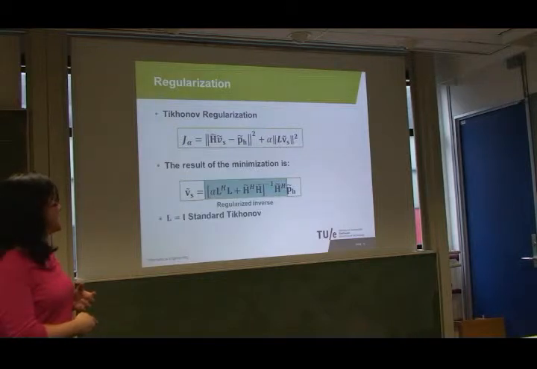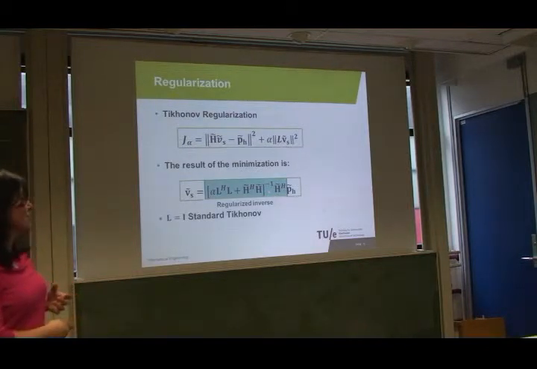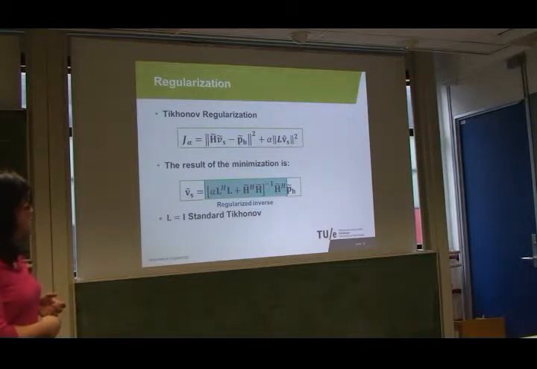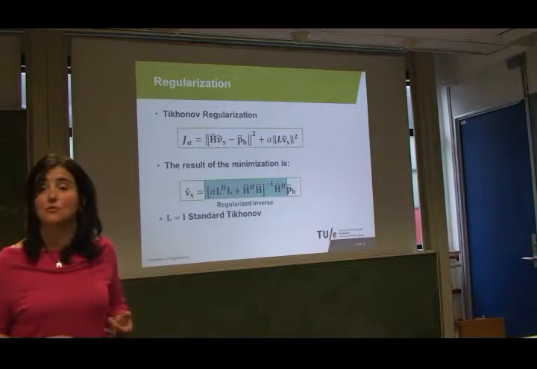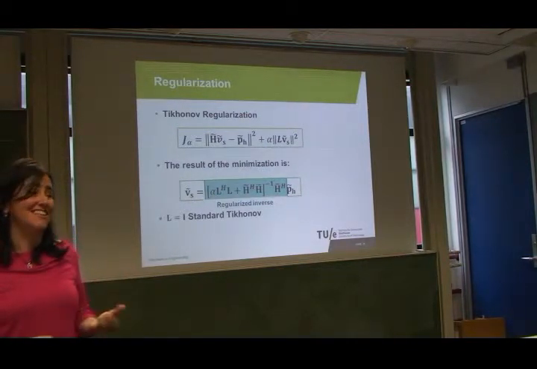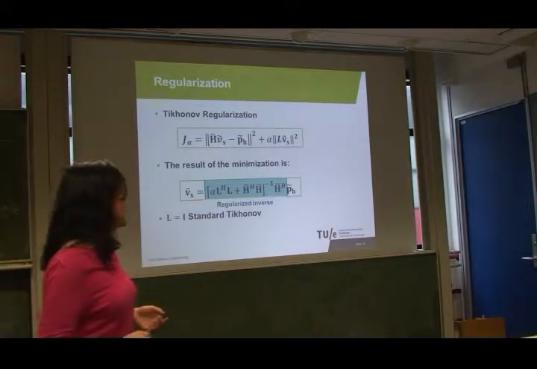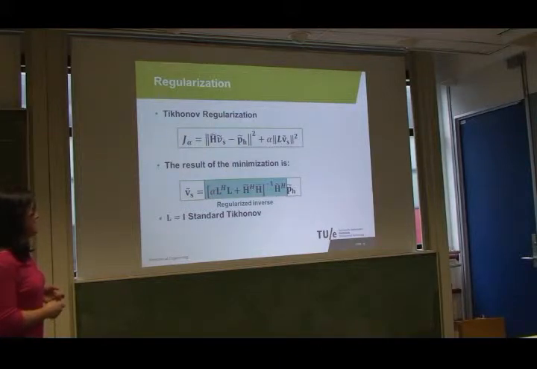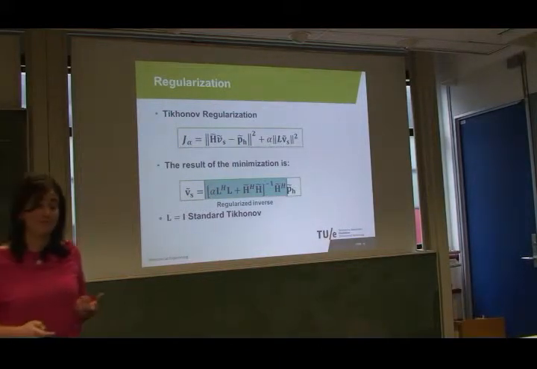So this inverse matrix is what we call the regularized inverse, and you will see it most often in this form, which is called the standard Tikhonov regularization. When this L matrix is the identity matrix, then they call it a standard Tikhonov regularization. And of course, the key here is to find the alpha that will give you the best reconstruction.